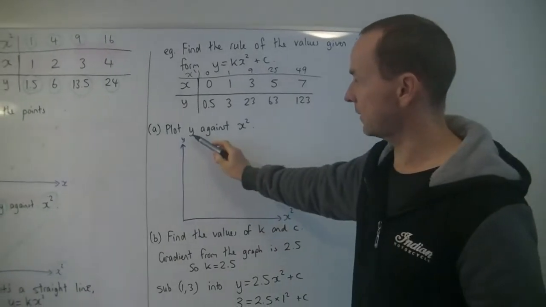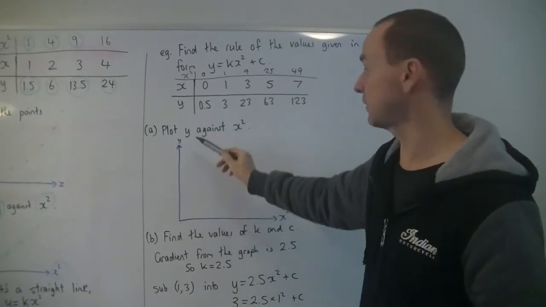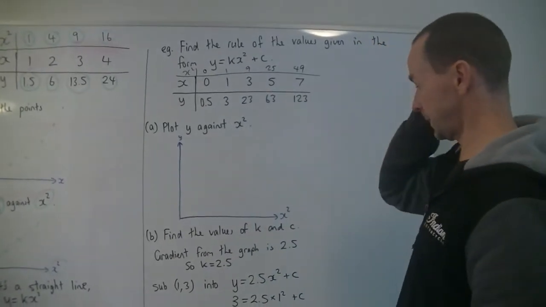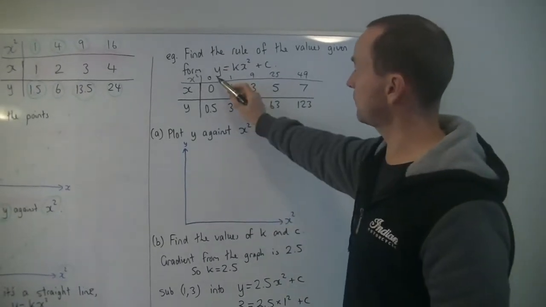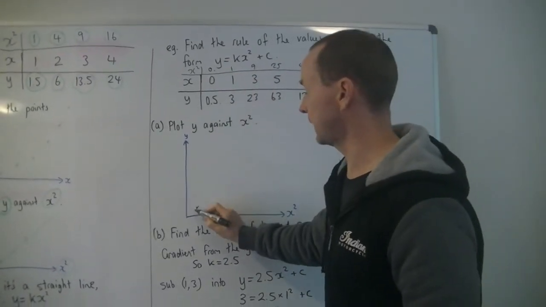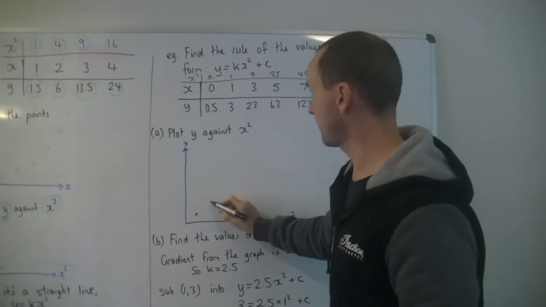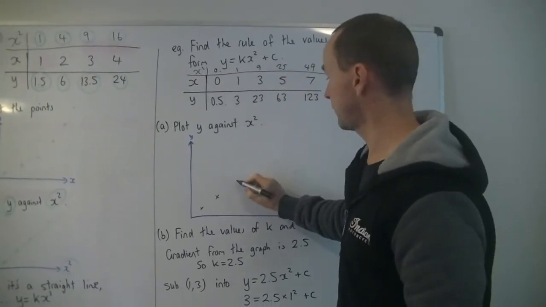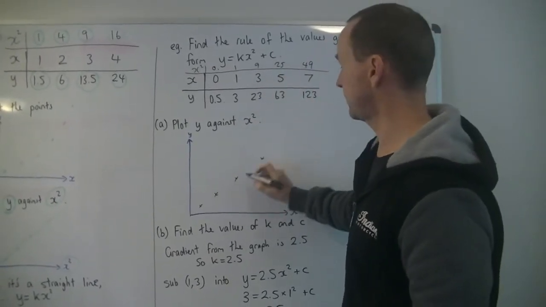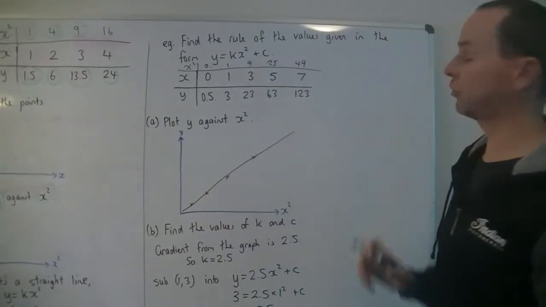And when it says it like that, just make sure y is on the y-axis. Something against x squared. So we plot these points, 0, 0.5. Again, I'm just going to do it roughly: 1, 3, 9, 23, 25, 63, whatever it looks like. And we do get a straight line.